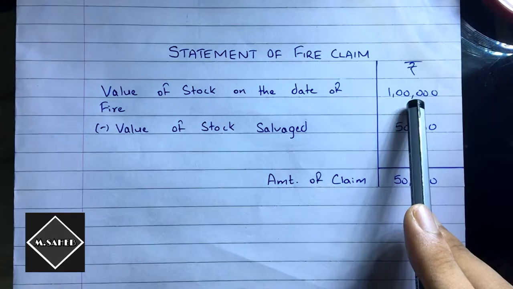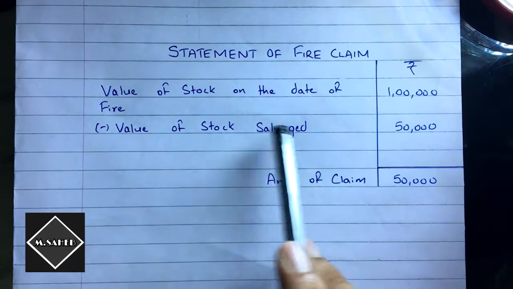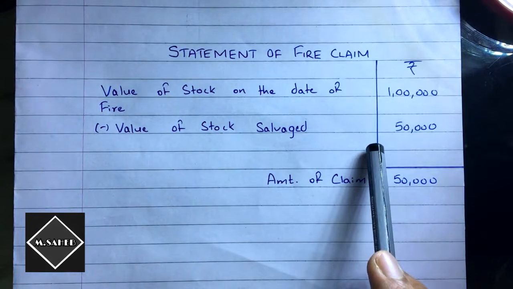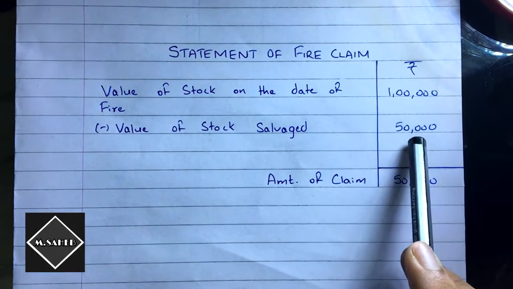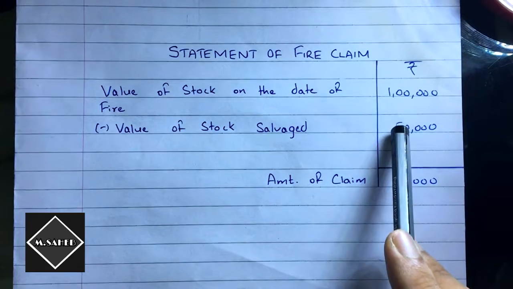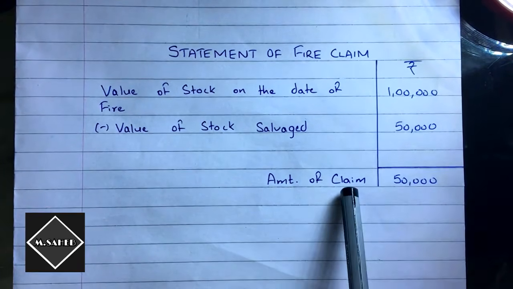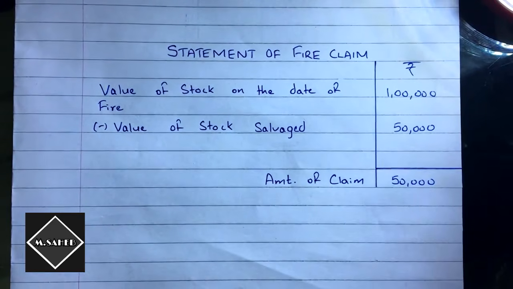Then we subtracted the value of stock salvaged. Salvaged means the amount of stock that was saved from the fire, which was given in the question as 50,000. So 1 lakh minus 50,000 equal to 50,000. So the amount of claim was 50,000. Easy, right?